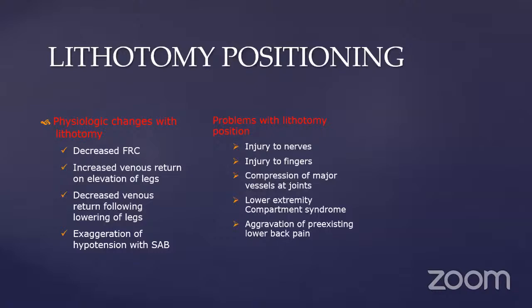The physiological changes with lithotomy position: it decreases FRC and increases venous return on elevation of the legs, and decreases venous return following lowering of the legs, with exaggeration of hypotension with subarachnoid space block, spinal anesthesia. These are the physiological changes that occur when the patient is positioned in lithotomy position.